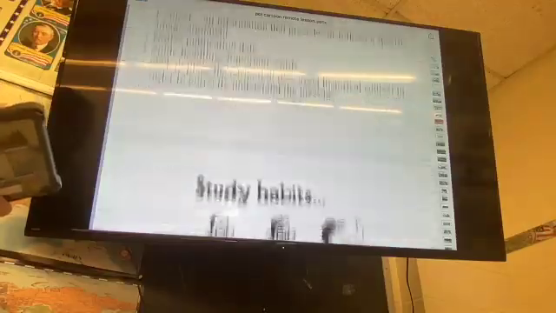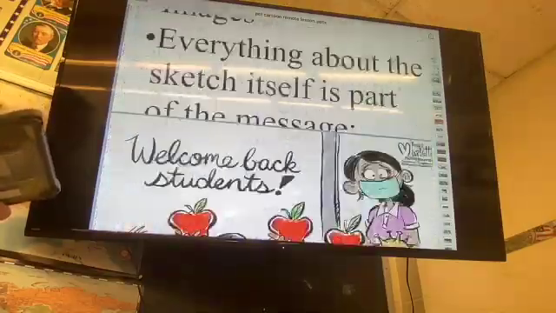Oops, I went way down to the bottom. I don't want to go all the way down to the bottom. Let's go back to the top.